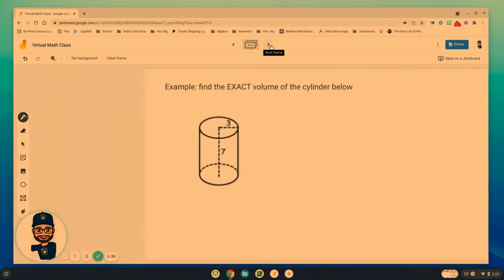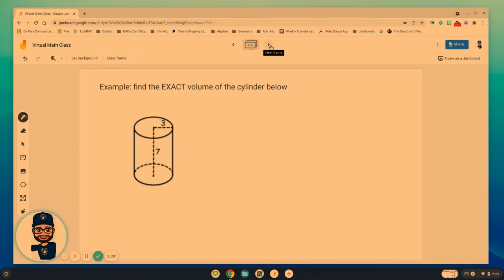Let's put this into practice. Find the exact volume of the cylinder below. Exact, meaning we need to leave pi in our answer. Why don't you pause here and try to find this one.